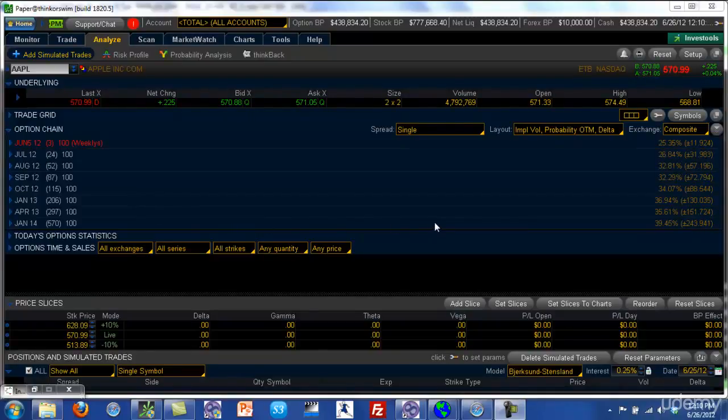It's only a signpost. It's there to give you an idea of how Apple prices have moved in the past, and then for the current level of volatility, what you can expect 68% of the time. Now you also have a two standard deviation move, which will basically give you the range for Apple prices for 95% of the time.